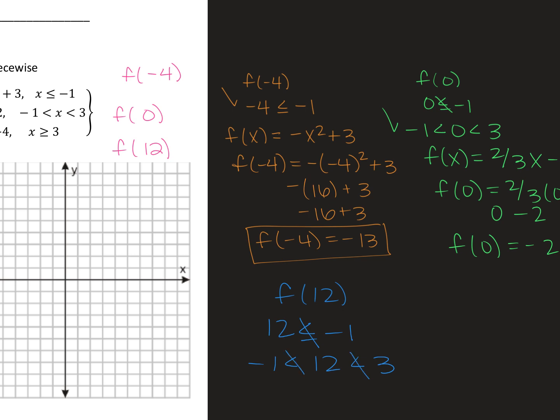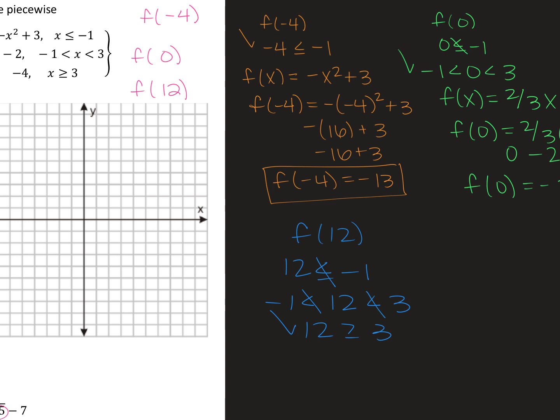The bottom one is 12 greater than or equal to 3. Yes. So you are going to use f of x is equal to negative 4. Plug in that 12 for x. That's just f of 12 is equal to negative 4.